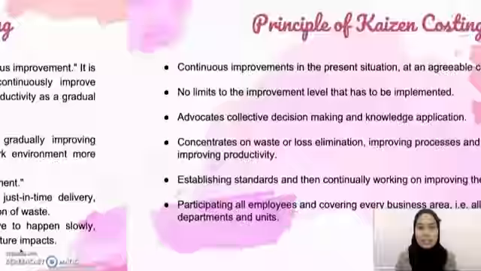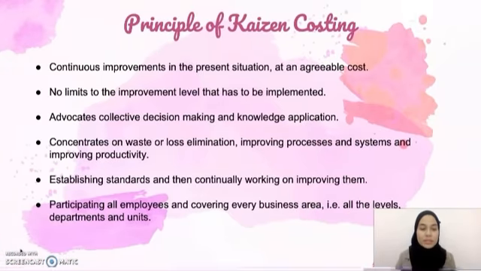Now let's see the principles of Kaizen costing. The principles of Kaizen costing consist of 6. First, continuous improvement, as you can see from the philosophy and also the definition: continuous improvement in the present situation at an agreeable cost. Also, there are no limits to the improvement level that has to be implemented. Next, it advocates collective decision making and knowledge application. It concentrates on waste or loss elimination, which we will see about later, improving the process and system and also the productivity. Number 5, it establishes the standards and then continually works on improving them. And last but not least is participating all employees and covering every business area, for example, all the levels, departments, and also units.